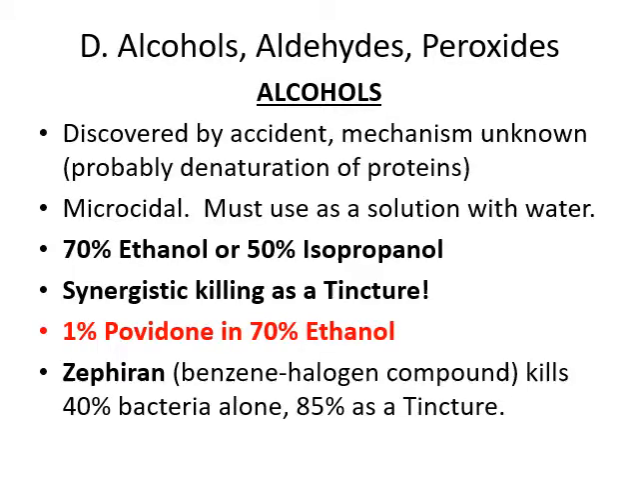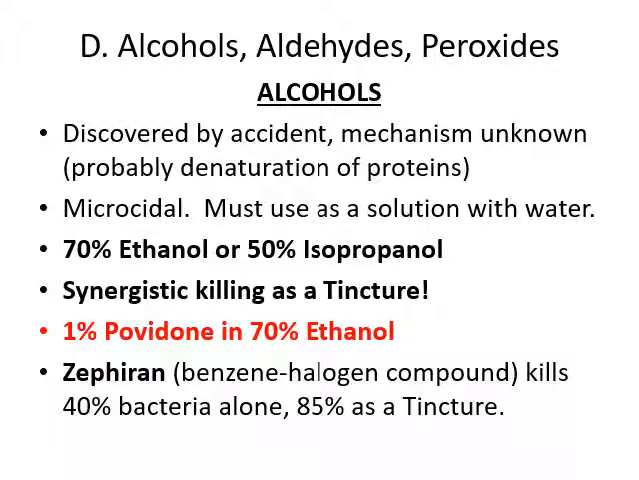Okay, alcohols, aldehydes, and peroxides. So again, these were discovered by accident, but probably alcohols have the effect of denaturing proteins and denaturing enzymes, which thus kills the bacteria that they were in. So they are microcidal. They do actually kill. You have to use 70% ethanol or 50% isopropanol. If you use 95% ethanol, that will not kill the bacteria. That will actually just dehydrate them, and then if you add water, they'll come back to life.